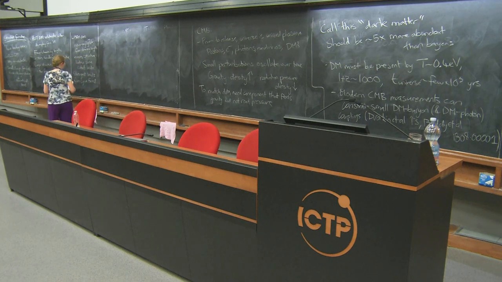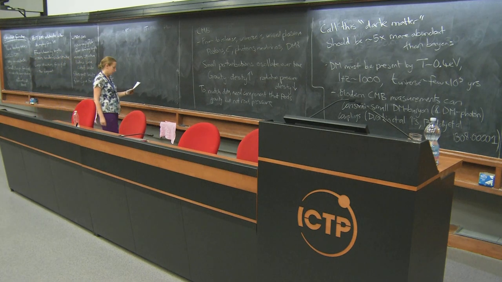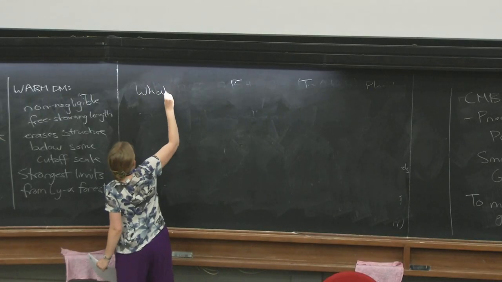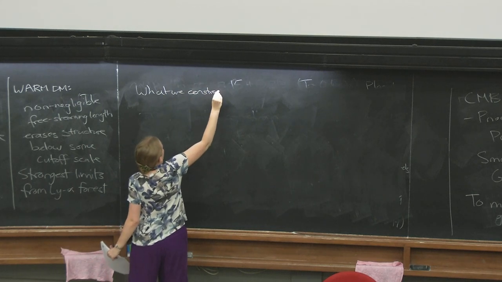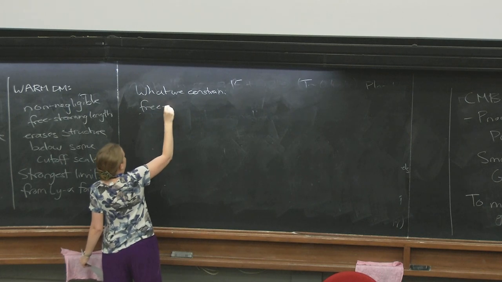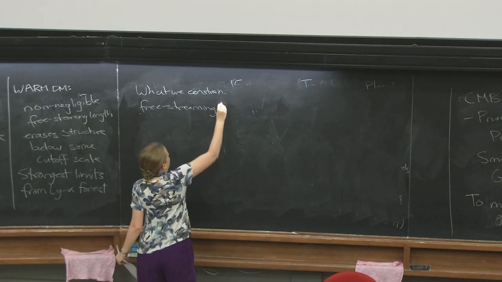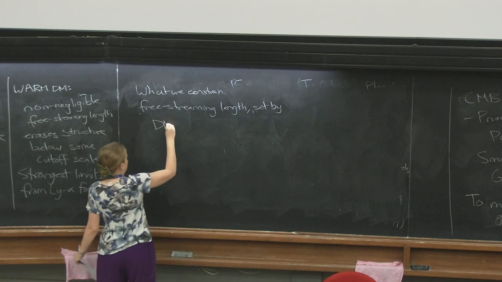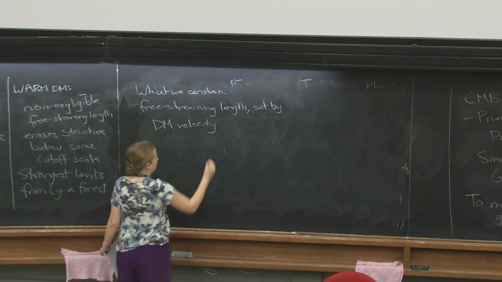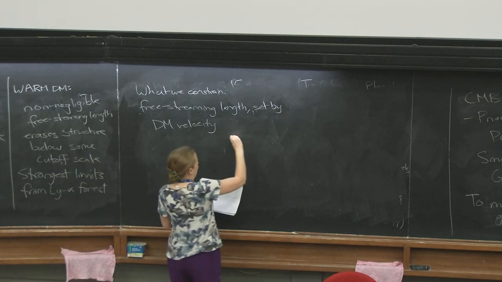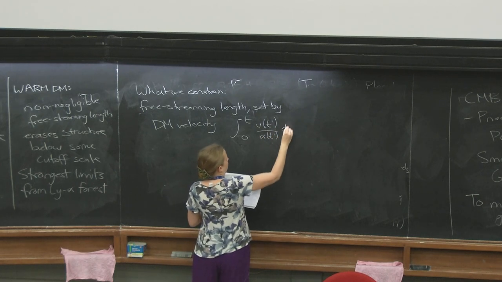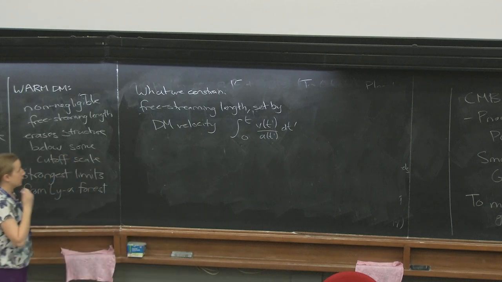So we say that we are constraining the matter power spectrum, which is how much structure we have on different scales. So what we can actually constrain is the free streaming length, which is set by the DM velocity. Technically it's the co-moving free streaming length, so what we're actually constraining looks something like this integral.